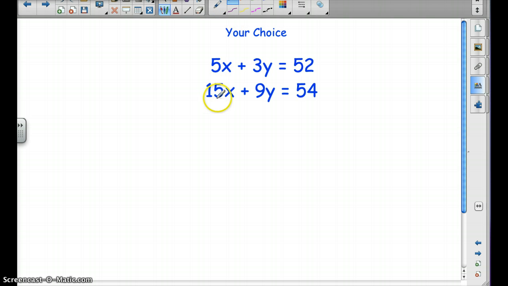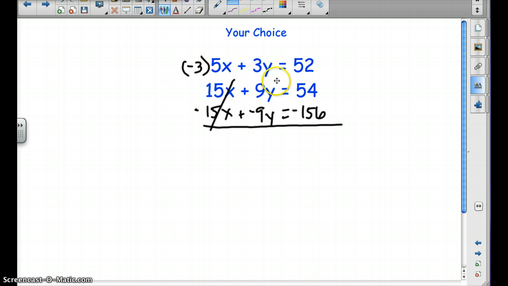I would use elimination. Because it's pretty easy to cancel out, for example, my x's, because all I got to do is times by a negative 3. So when I do that, and I'll write the line down here, I have a negative 15x, because again we want opposite coefficients, plus a negative 9y equals a negative 156. And when I do that, then I'm going to add the lines together. These cancel out. Whoa, and the y's cancel out. So I get 0 equals, it looks like a negative 102.